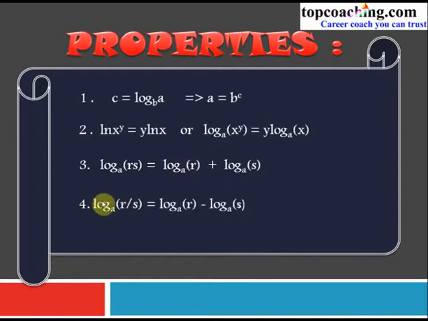The fourth is, log of r by s to the base a is equal to log of r base a minus log of s base a. So now if we have the number as a division of two numbers, then this could be written as log of r minus log of s. That is the subtraction of the logs of the two numbers. So log of r by s to the base a is equal to log of r base a minus log of s base a.